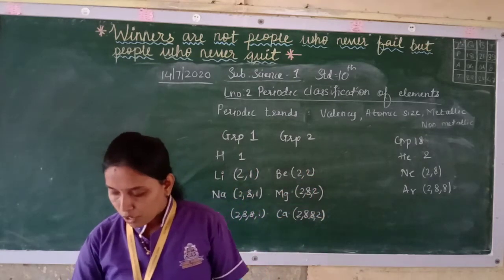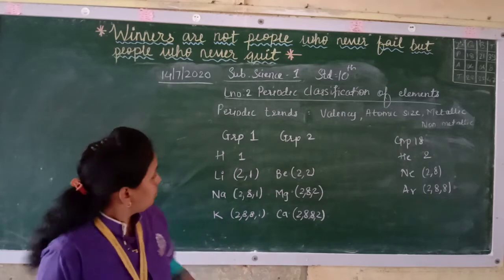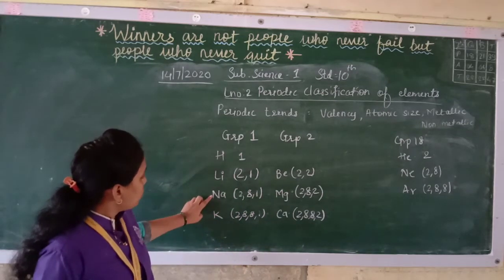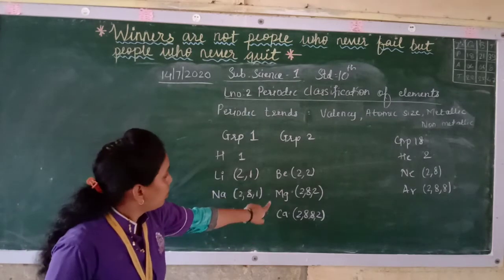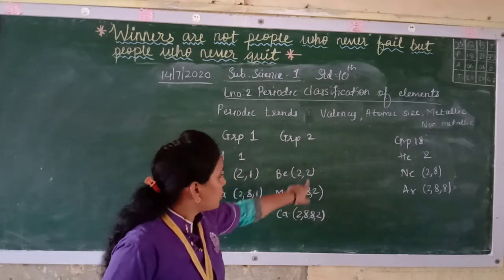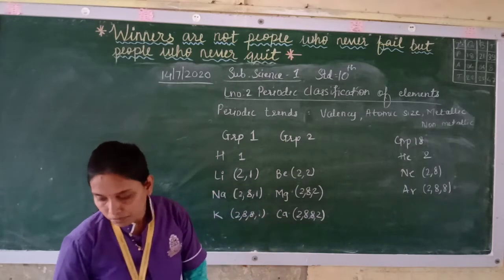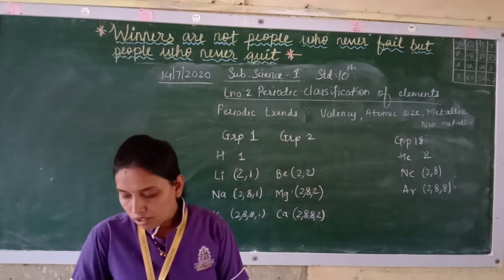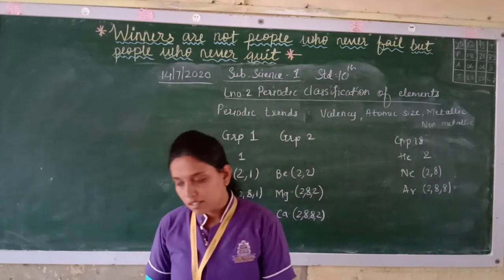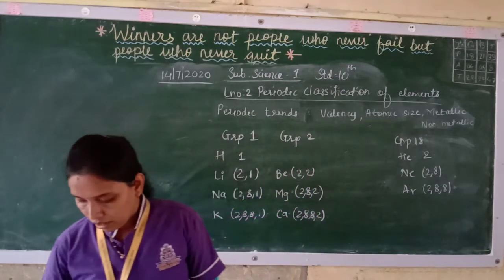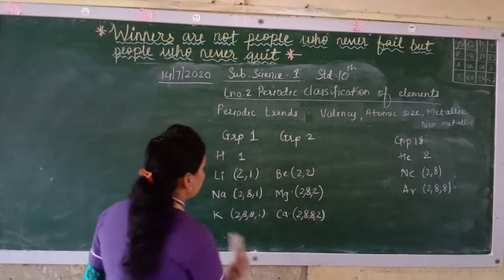So here, for hydrogen, lithium, sodium, potassium, valency is 1. Beryllium, magnesium, calcium, it is 2. And argon, valency is 0 because its octet is complete. Now we will see further.